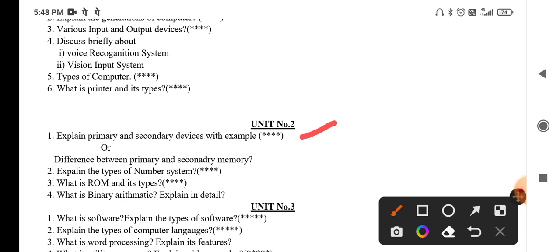For examples, what are the different types of primary memories? RAM and ROM, these two topics come under primary memory. And what about the secondary memory? Pen drive, CD, DVD, hard disk, these all come under the secondary storage devices. So you have to write all these definitions.